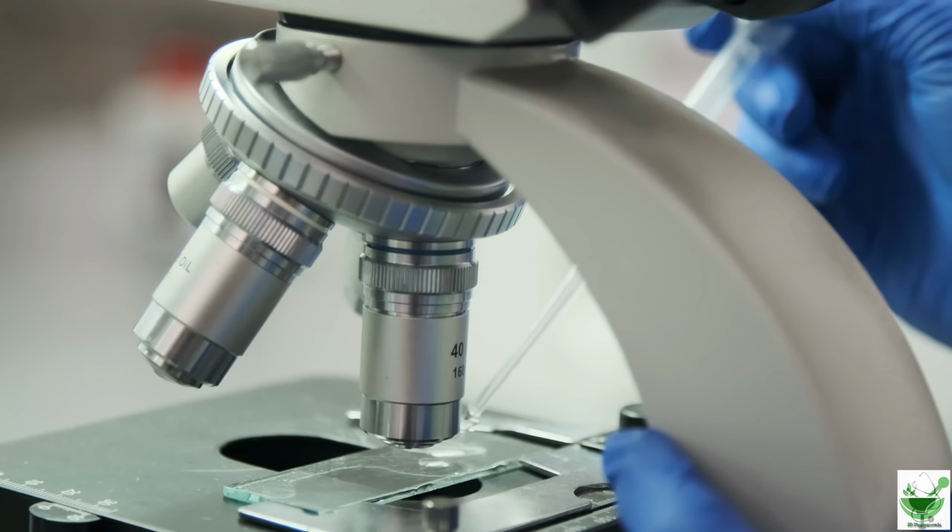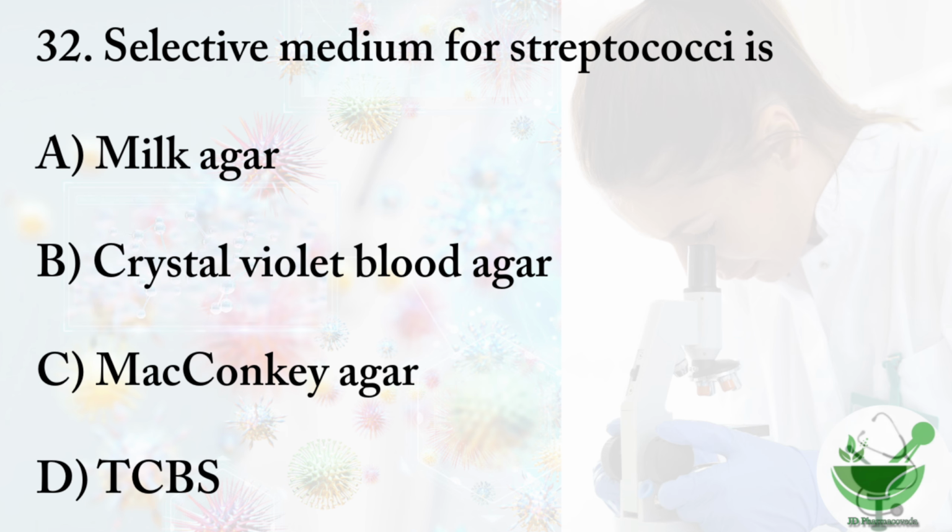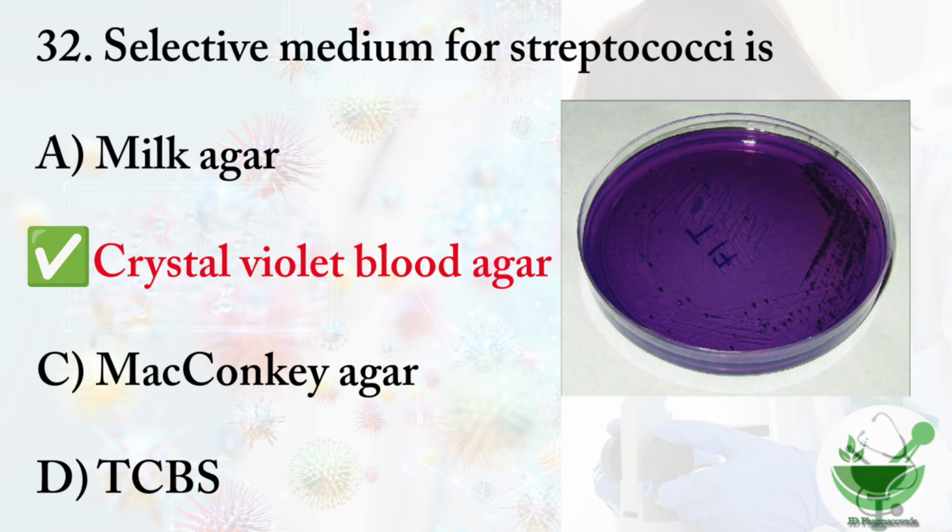Then question number 32, selective medium for streptococci is. The options are option A, milk agar, option B, crystal violet blood agar, option C, MacConkey agar, option D, TCBS. So the right option is option B, crystal violet blood agar.